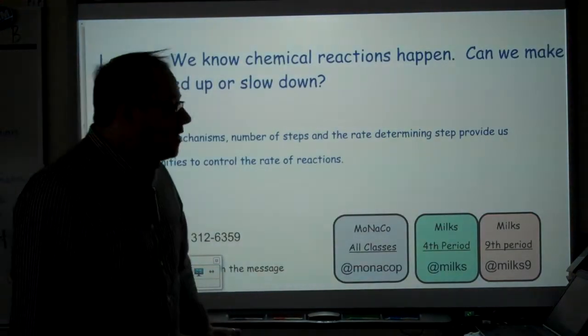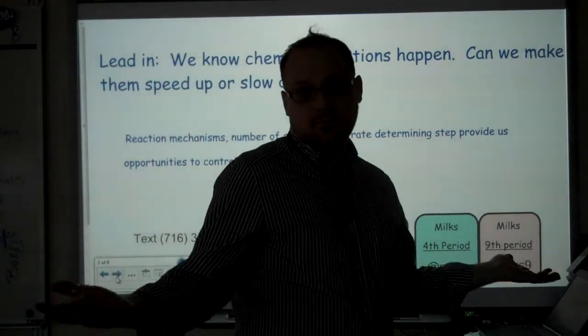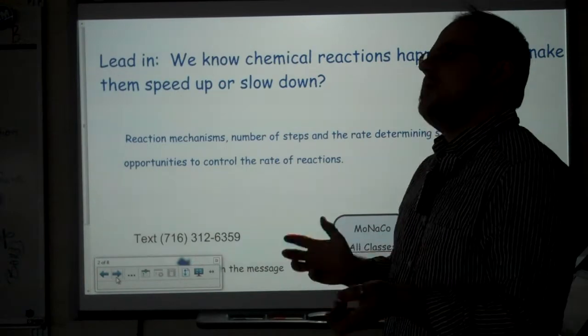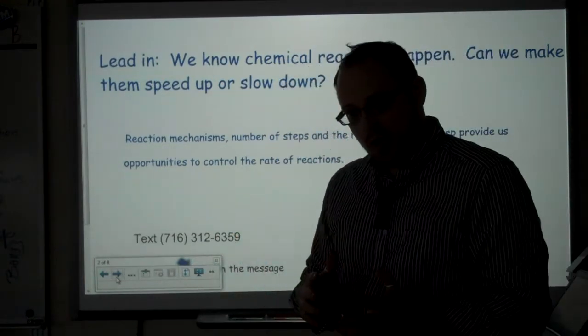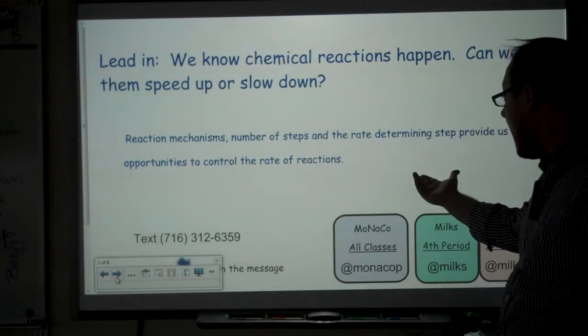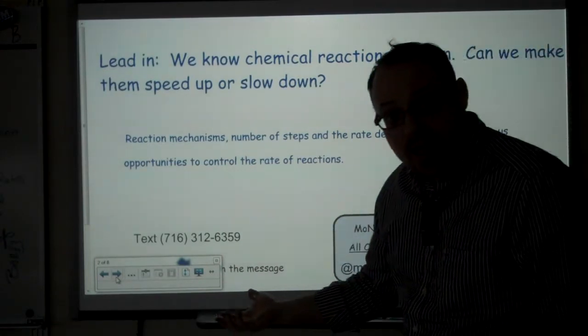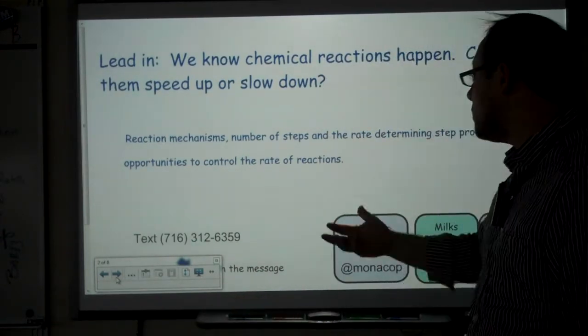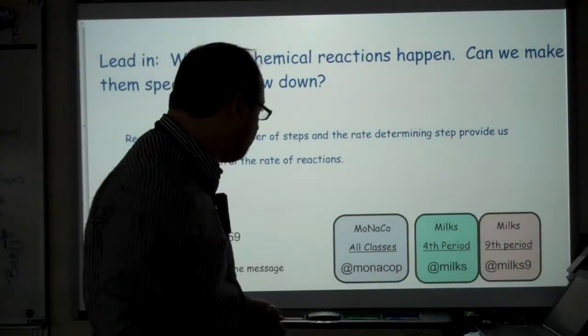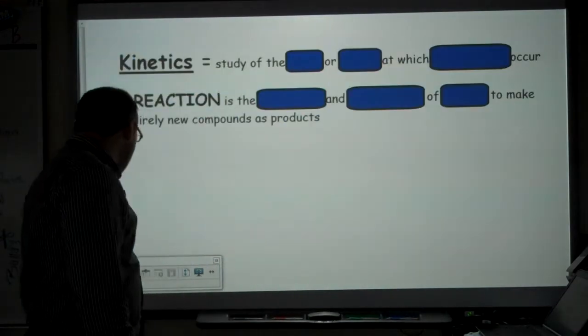Our lead-in is that we know that chemical reactions happen. Duh, they do. But can we manipulate them? How can we make them go faster or slower, and why? Okay? So we're going to talk about the steps of reactions and rate determining steps. We're going to talk about opportunities to make those reactions go faster and slower in this lecture. Okay? Well, let's check it out.